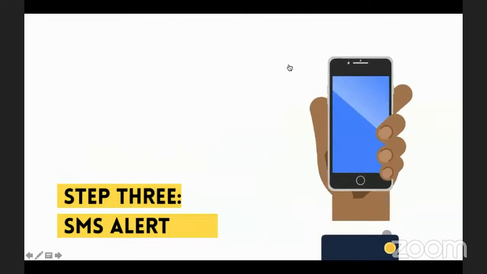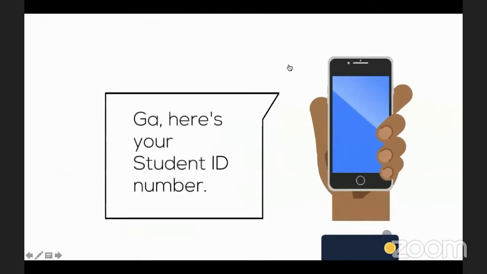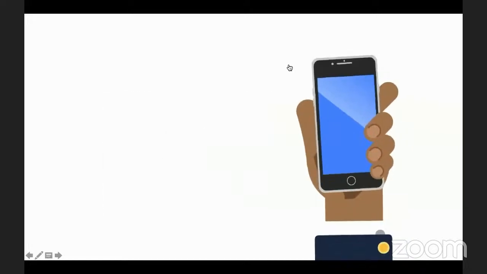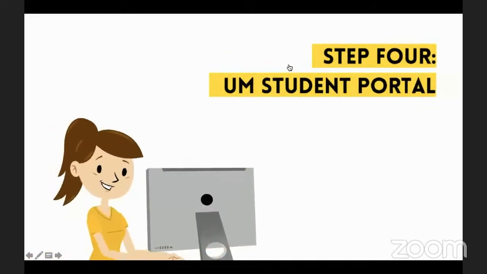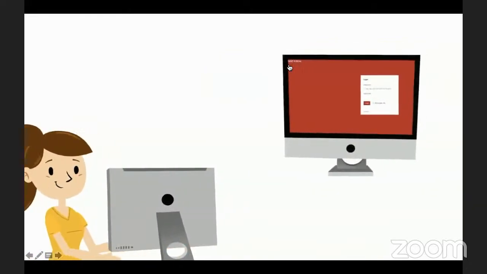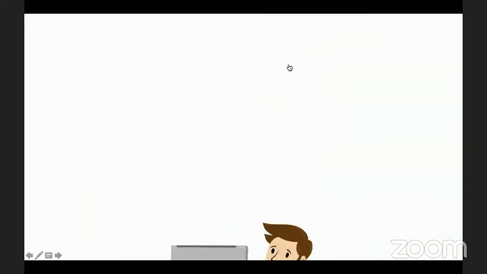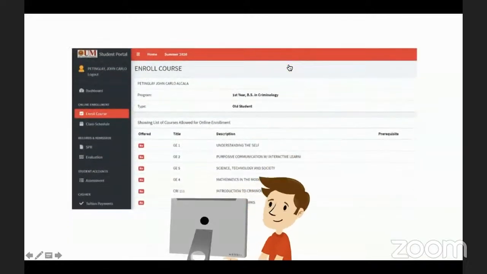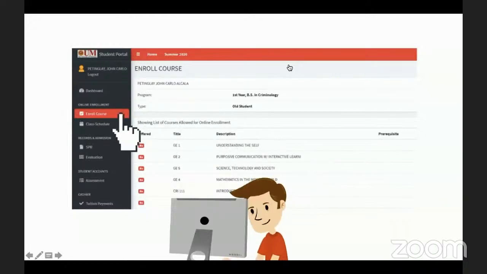Step 3. Wait for an SMS alert where you will receive your student account ID number and more details about your account. Step 4. With the previous step done, you may now log in to the UM student portal. Once inside, click on Online Enrollment found in the navigational menu. Then click on Enroll Course.